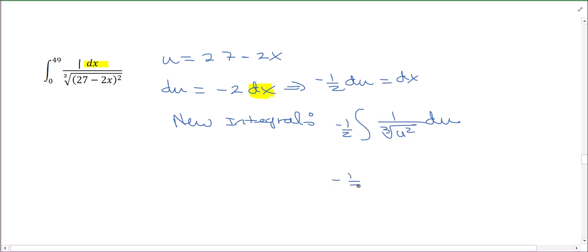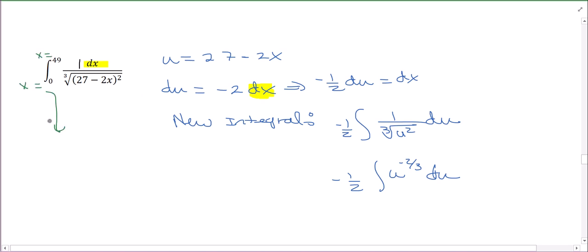I can say negative 1/2, the integral of u to the negative 2/3. If I leave it on the bottom, it will be 2/3, right? U to the 2/3, but bring it all the way to the top, du. Now here we have a choice to make. Do we want to integrate and then go back to x's, or do we want to change the limits of integration?